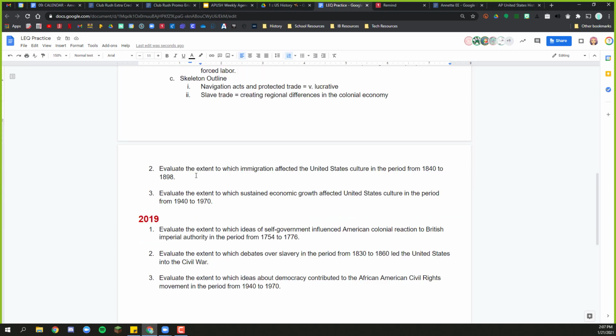Just keep in mind, we literally just did this one. The extent to which immigration affected United States culture from the period 1840 to 1898, we're literally looking at the new immigrants. So we're looking at how immigrants are influencing.